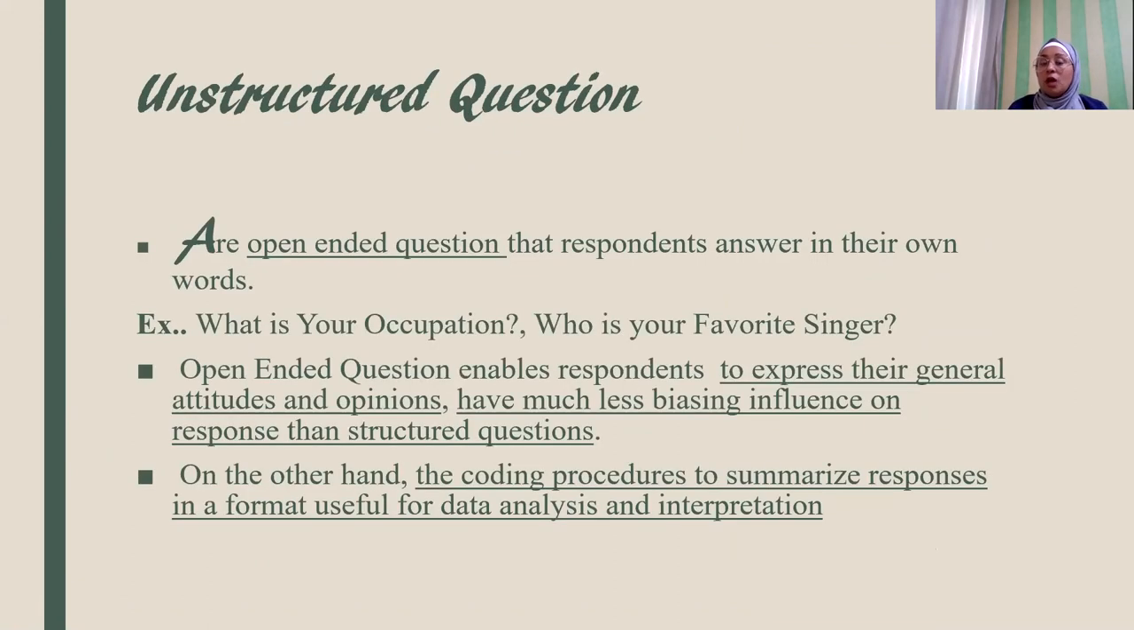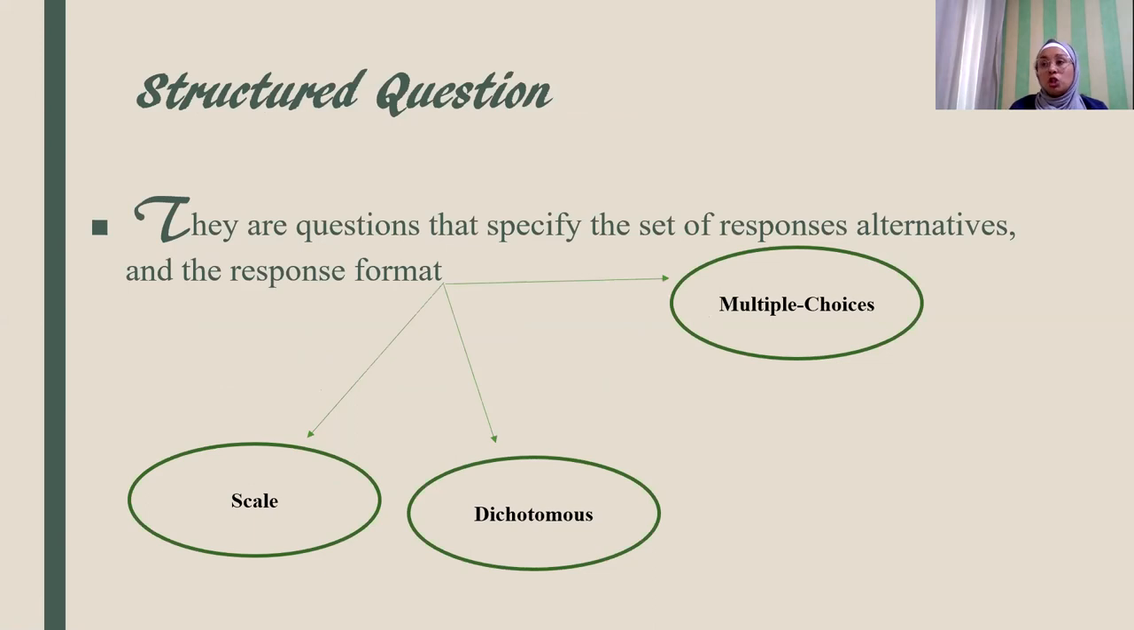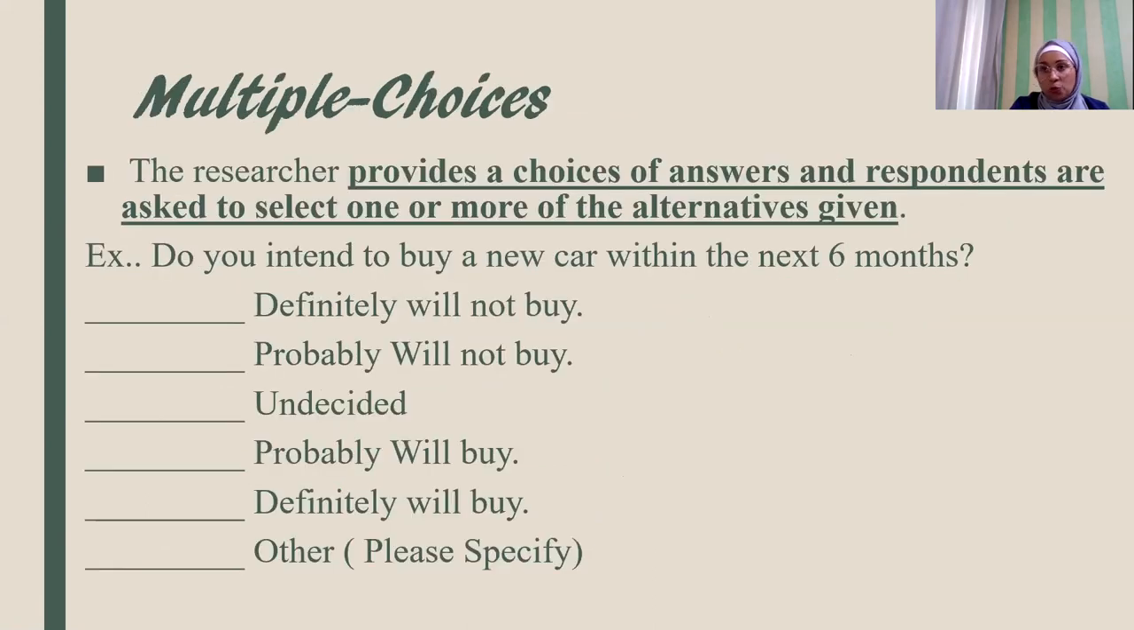The first one, the unstructured, was related to open-ended questions. We talked about the benefits and the disadvantages of open-ended questions, and why we don't recommend using them very much, because respondents don't have the time and effort to write a lot of information regarding your question. Then we talked about structured questions. We talked about multiple choice. It's a question with different alternatives that the respondent is going to choose one or more than one from.